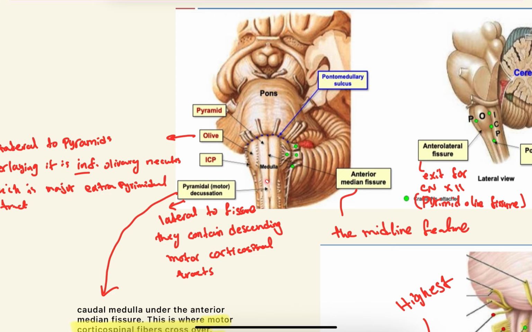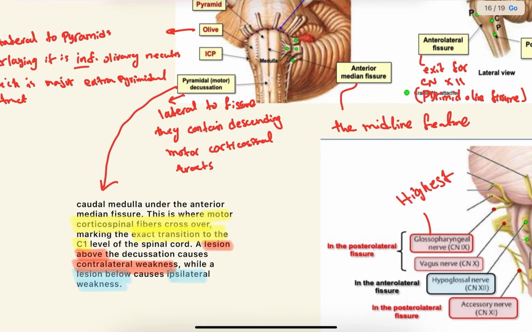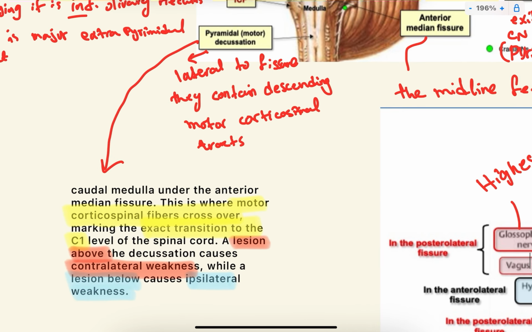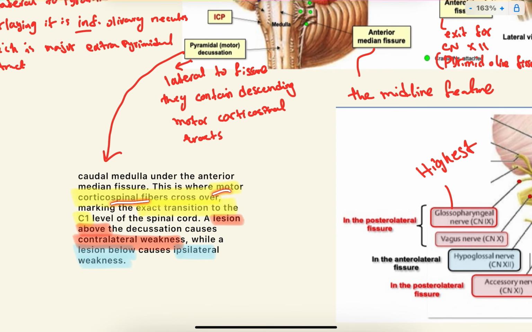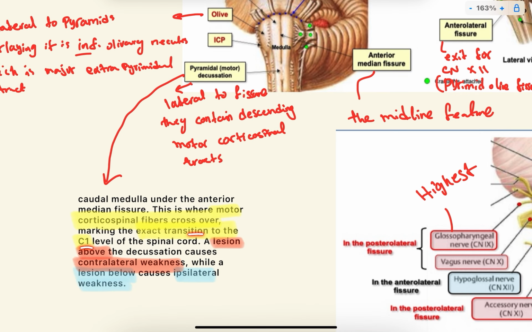Okay, and here under the anterior median fissure, I will have a decussation of the pyramids. So pyramidal decussation, and it will be lateral to the fissure, let's say, not under it. So lateral to the fissure, and it contains the decussating motor corticospinal tract. And we said corticospinal is for the weakness of the body. Now it's very important to know that the motor corticospinal fibers are going to cross, and it's basically the exact transition to the C1 level.